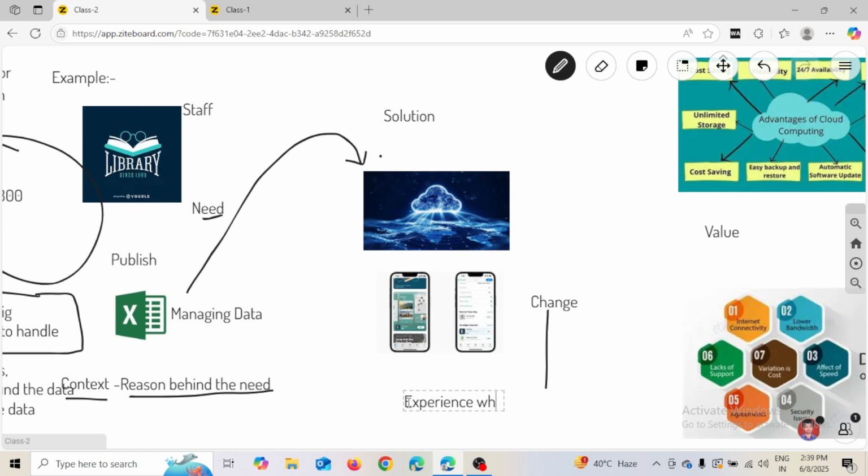while or after using the new solution, right? What does that mean? Before that the staff was using Excel for maintaining the data, but right now let's take a pause here and type down in the comment box what changes you can assume that the staff members are going to experience, right? And write down in the comments.